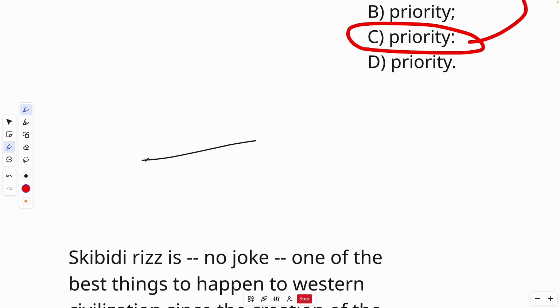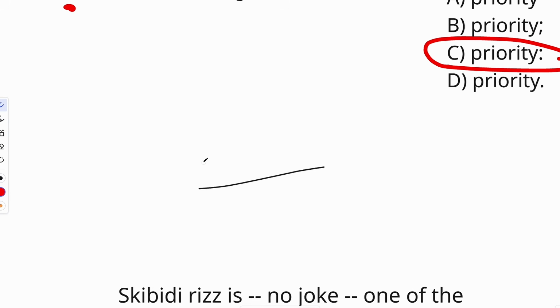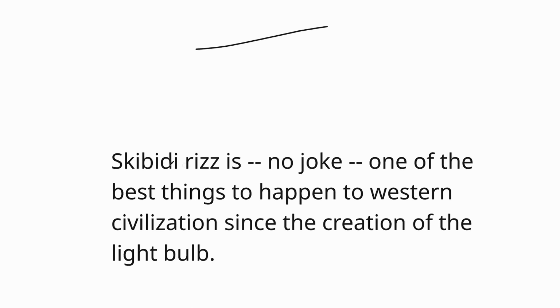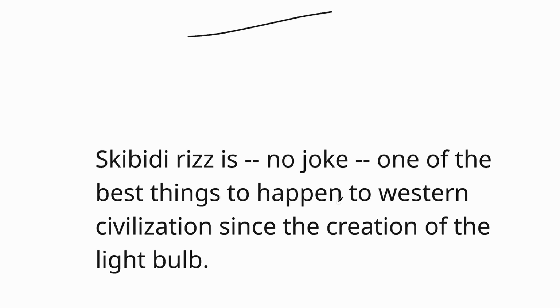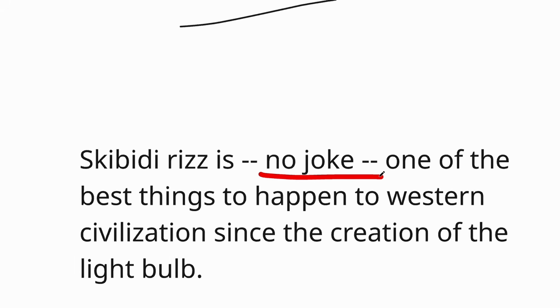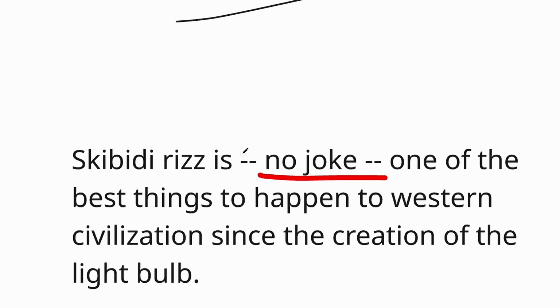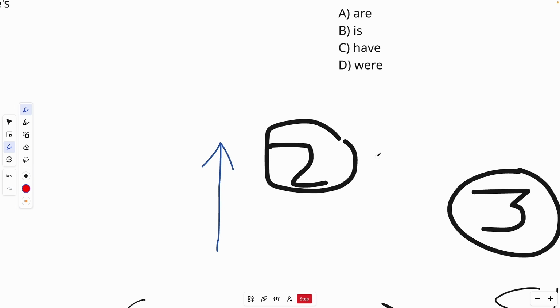And what about a dash here? When you have a dash, you need 2 of them in the sentence, and it splits off unnecessary information essentially. Skibbity Riz is, no joke, one of the best things to happen to Western civilization since the creation of the light bulb. Bruh. The "no joke" part is just an extra thing they're trying to throw into the sentence, and so for that reason you need these two dashes to separate it from the other stuff. That's enough of that, so let's move on to verbs.